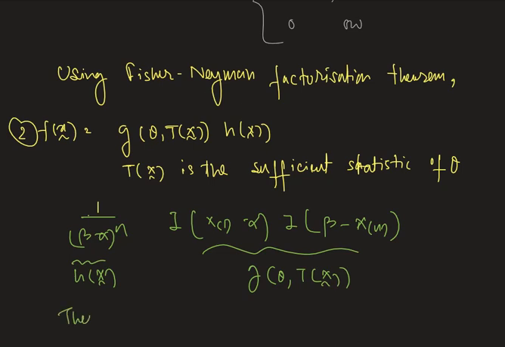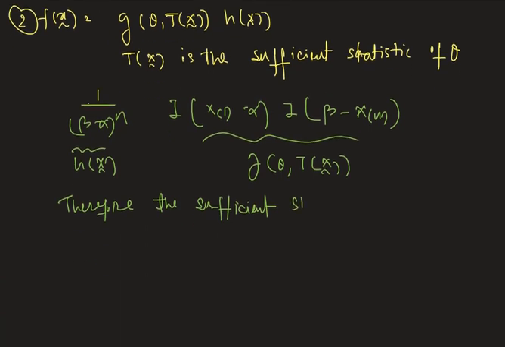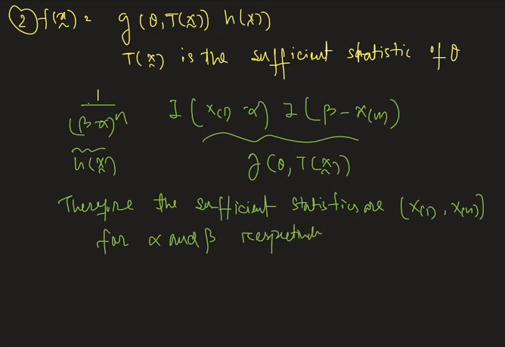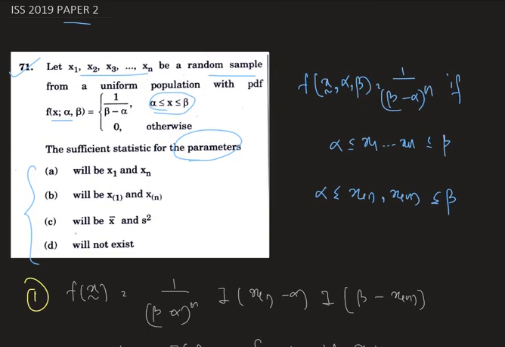Therefore, the sufficient statistics are x order 1 and x order n for alpha and beta respectively. Therefore the correct answer is option B.